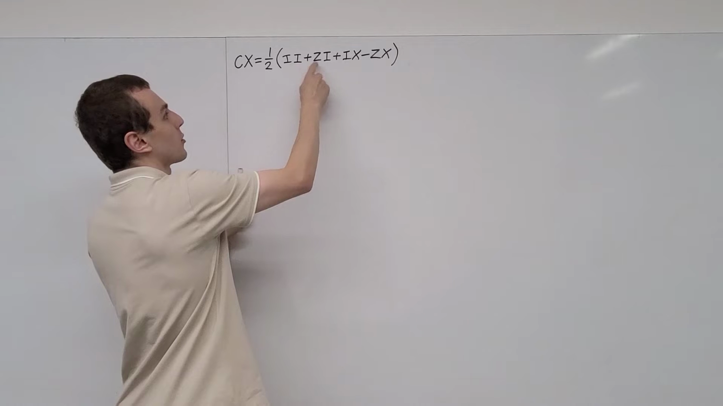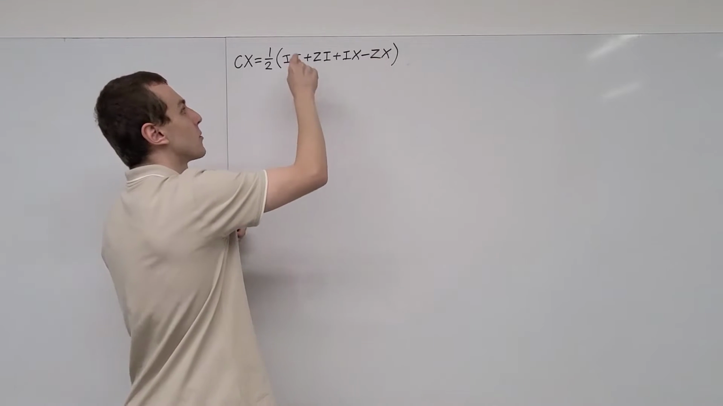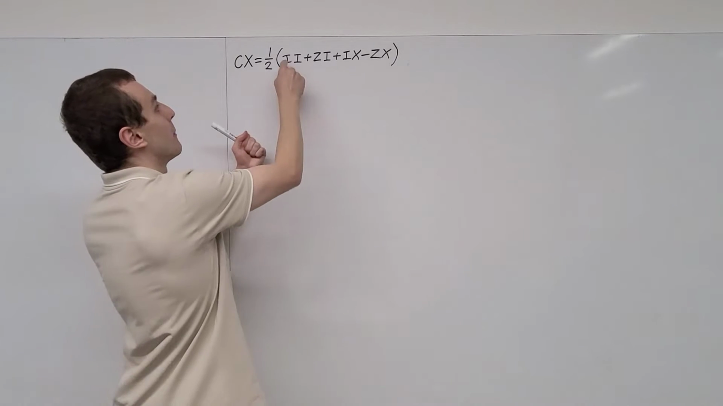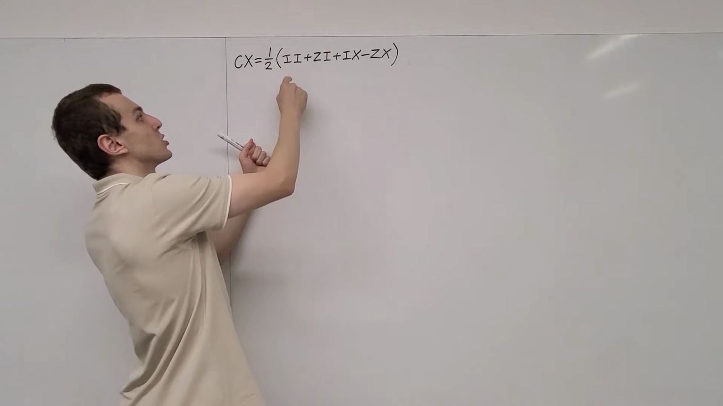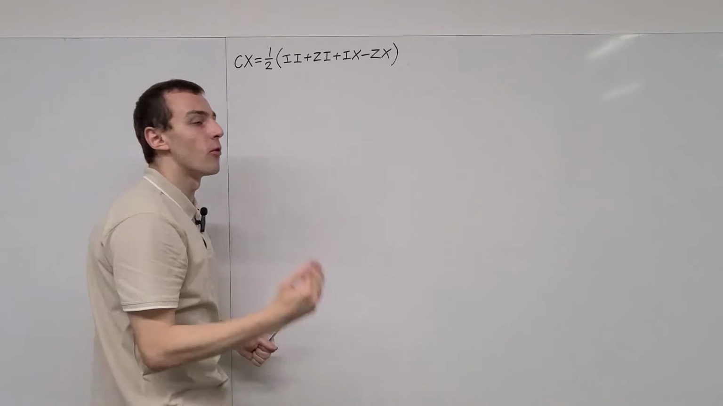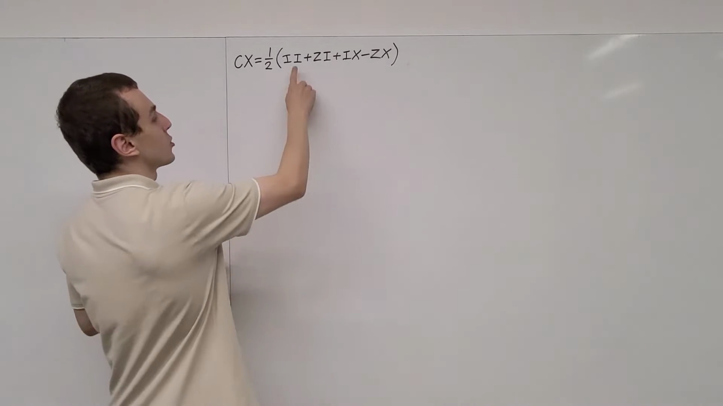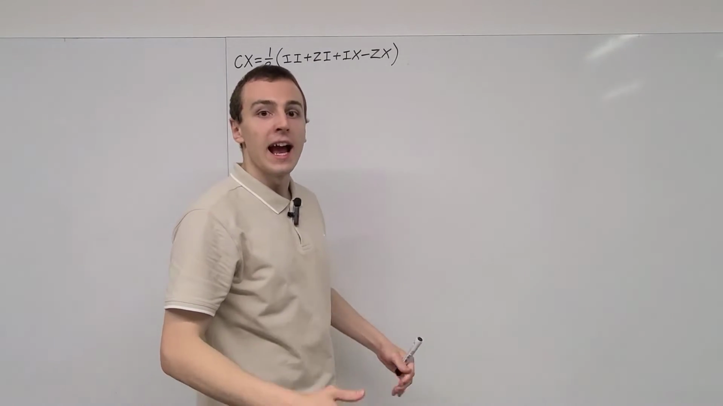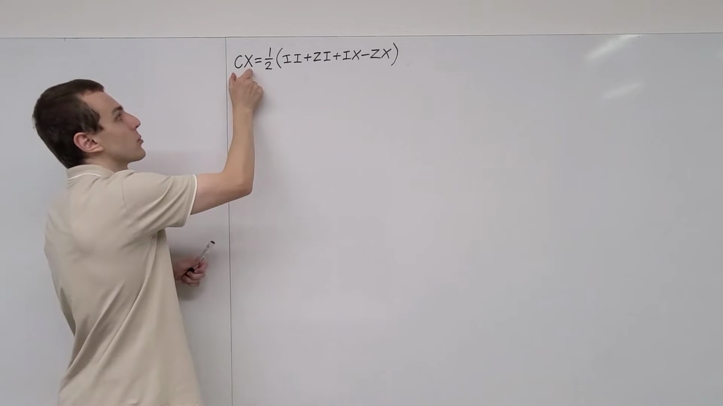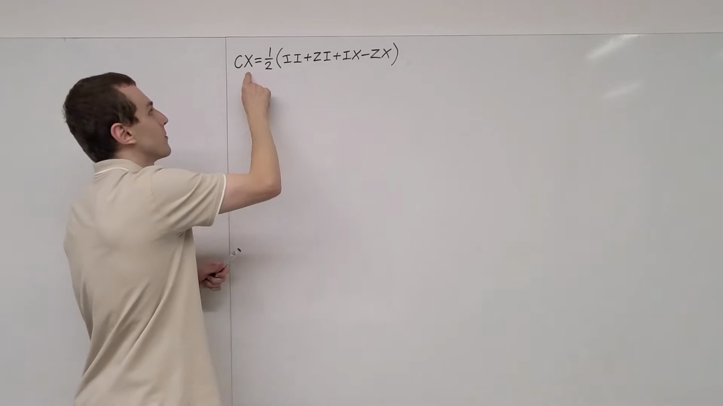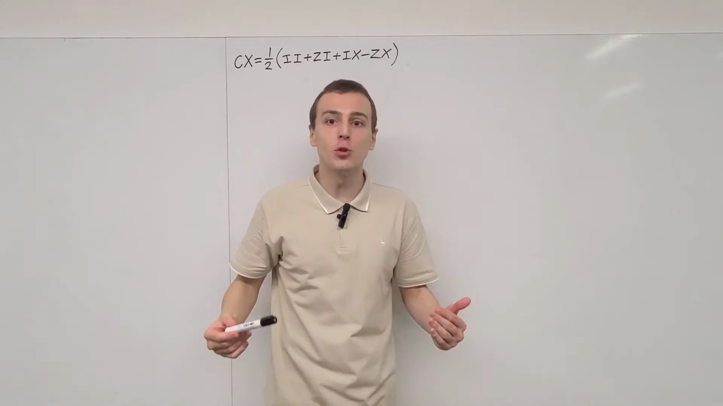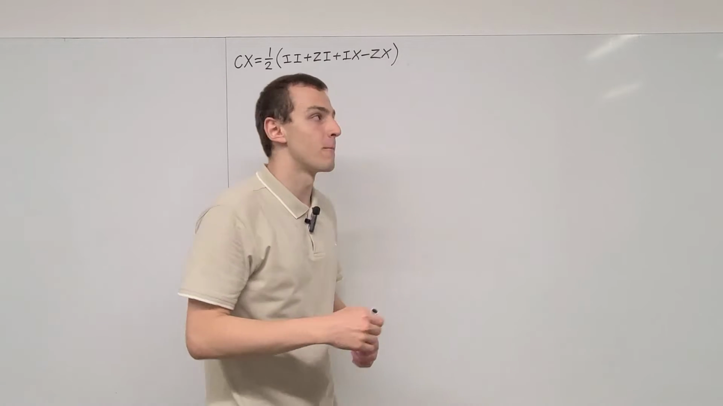So each of these terms is a Pauli matrix tensor product. This is not matrix multiplication. This is taking the tensor product of two 2x2 matrices. So we have a 2x2 matrix tensor product with another 2x2 matrix, and that gives us a 4x4 matrix. So all four of these terms are 4x4 matrices, and if we evaluate the sum of this linear combination, we will get the matrix representation of controlled NOT. And all the matrix representations in this video are being done in the 2-qubit computational basis.